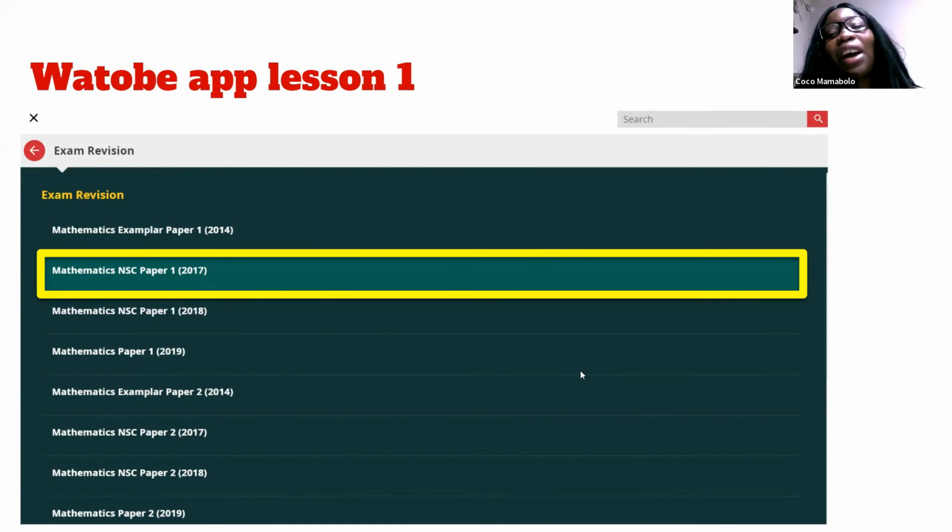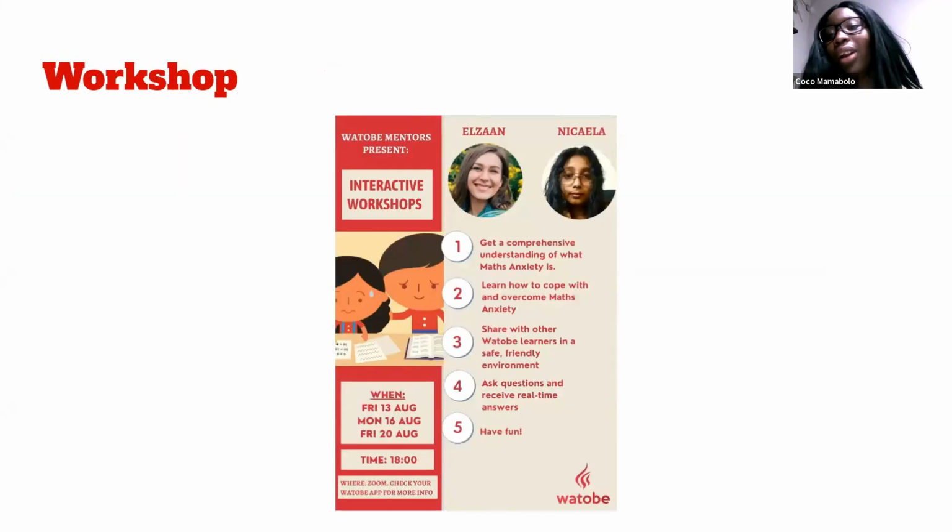Okay, so inside you're going to find 2 PDFs. One will be the question paper and the other will be the memo. So you guys can check where your marks are going to come in and where they're going to allocate the marks, and you guys can check if you're on the right track.